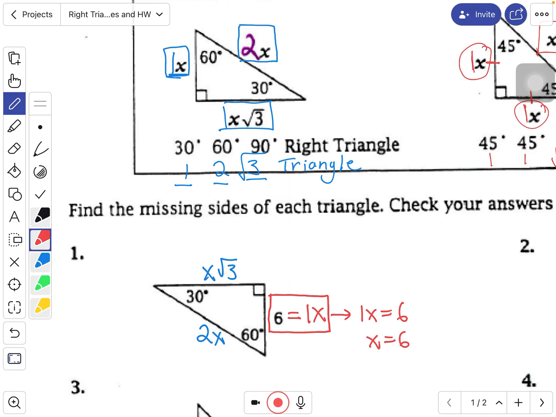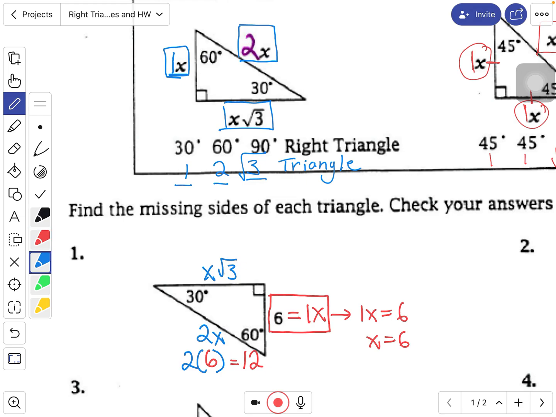If our hypotenuse has an expression associated with it, 2x, and I know that x is 6, I can find the value of my hypotenuse by substituting the value for x into that expression. So if the hypotenuse has a length of 2x, and I know that x is 6, wherever I see an x, I can go ahead and put a 6. Finding the product of 2 and 6 gives me 12, which is now the length of my hypotenuse.